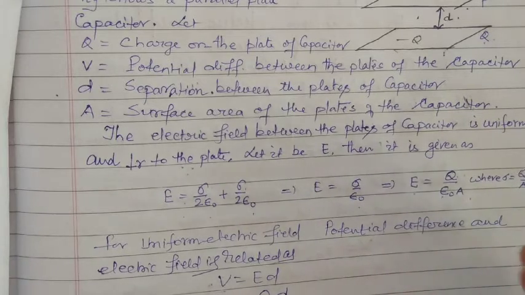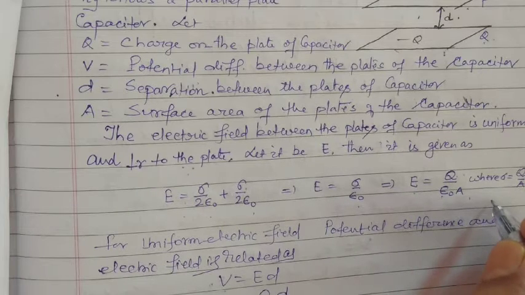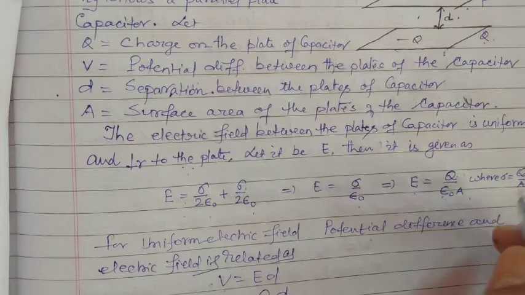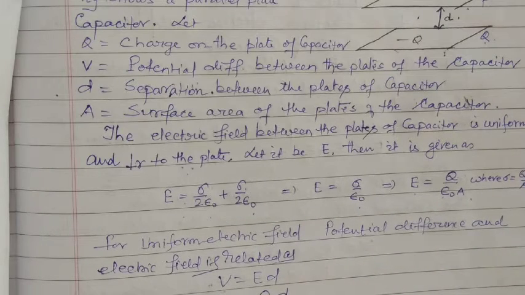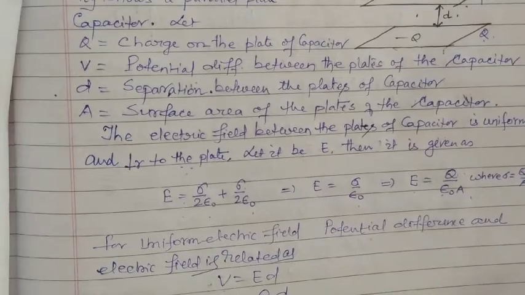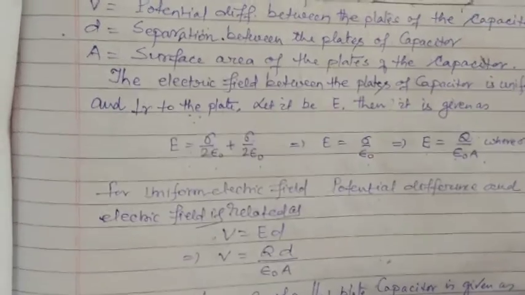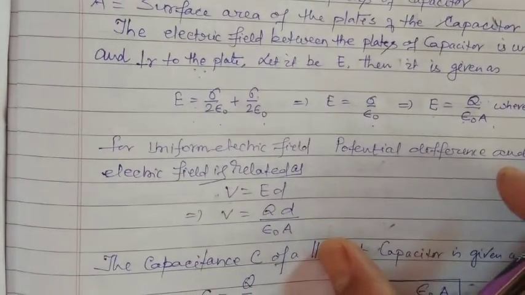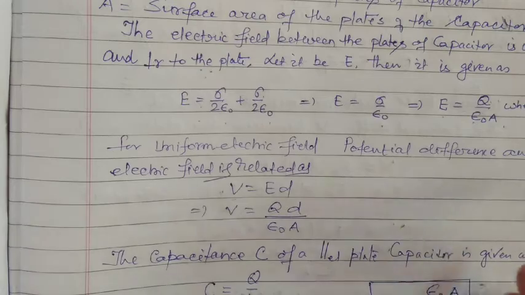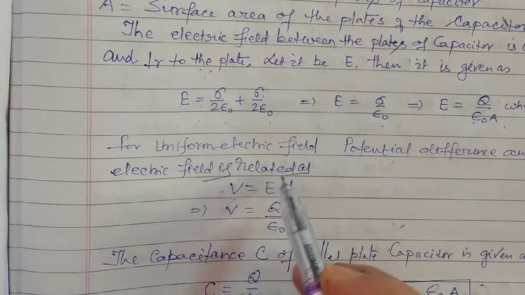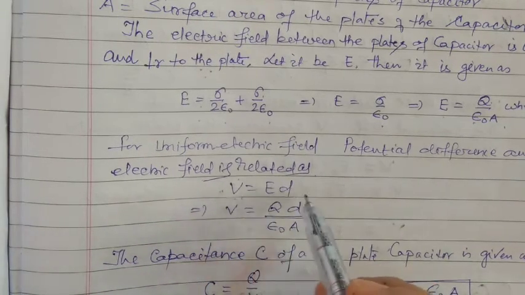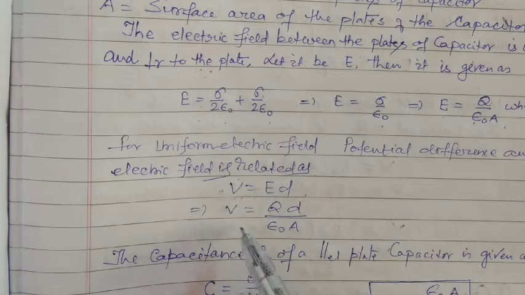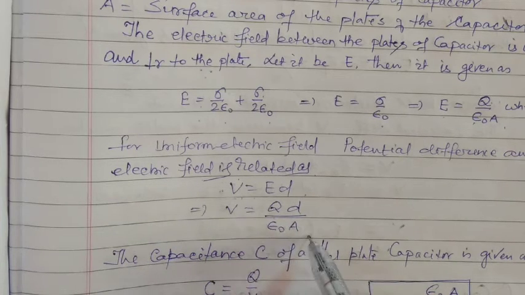Here we have assumed that the electric field between the plates is uniform, as the separation is very small and further the length of the plate is much larger compared to the separation between them. Now for a uniform electric field, potential difference and electric field are related as V is equal to E into D. So putting the value of E, you will get V equal to Q D by epsilon naught A.